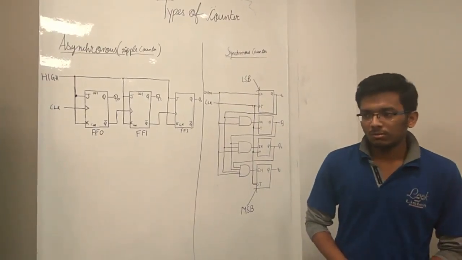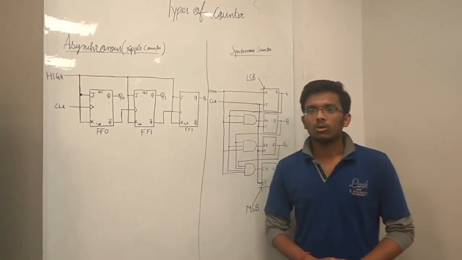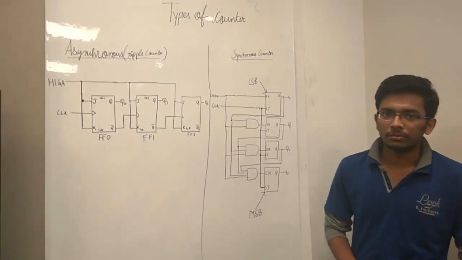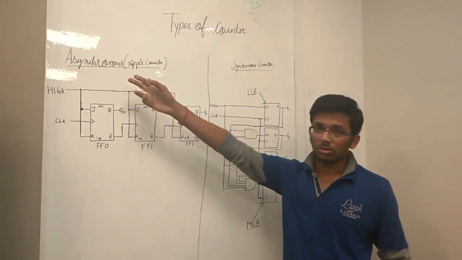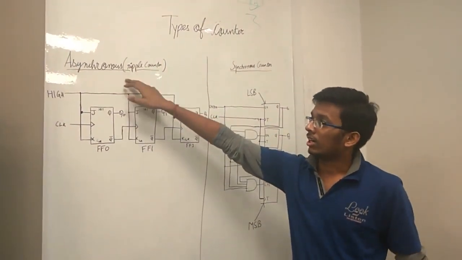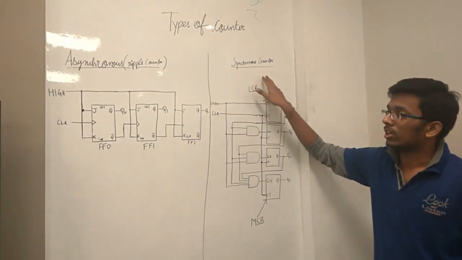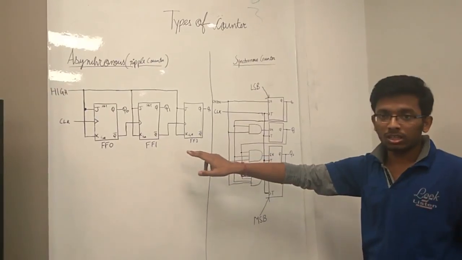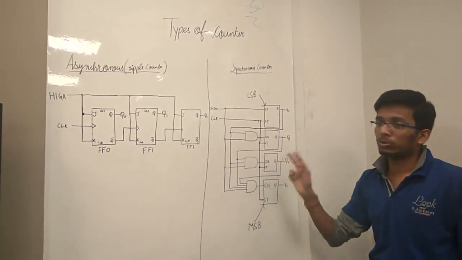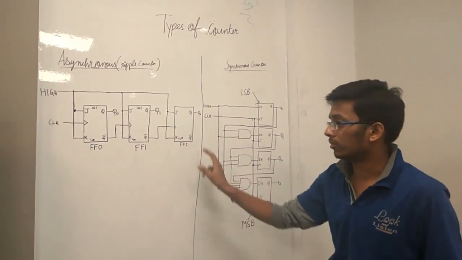So as you all know, my friend explained about the counter. Now I am going to explain the different types of counter. So there are two types of counter. Here you can see that there's an asynchronous counter, which is also a ripple counter, and a synchronous counter. So here I have drawn the diagrams of both the counters. Now I am going to explain the asynchronous counter.